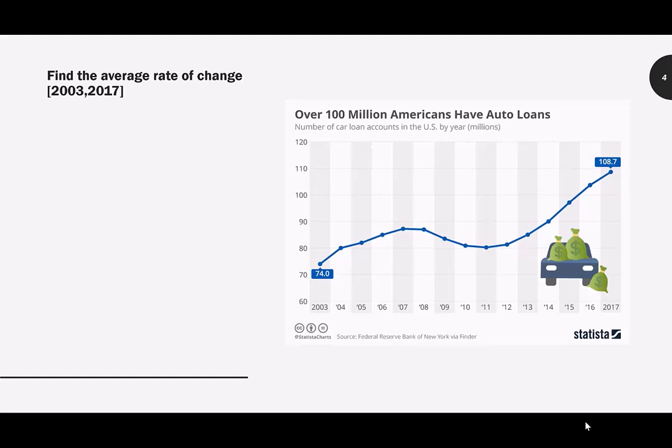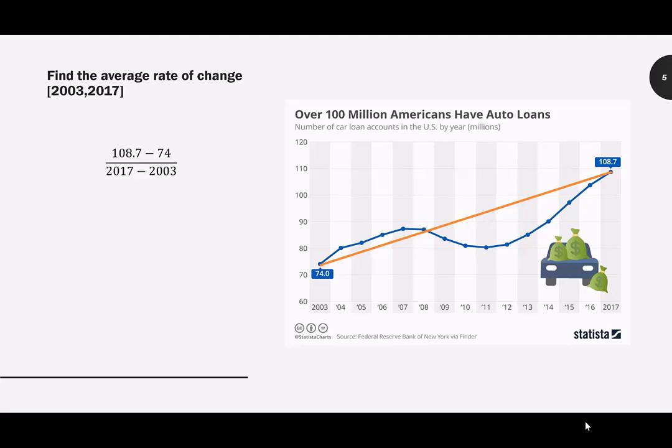When you look at the graph, you can see that the number of loans has kind of changed over time. So it kind of went up, it went down a little, and it went up again. But by finding the average rate of change, we're really making a line from 2003 up to 2017, and we're looking at the slope of this line.